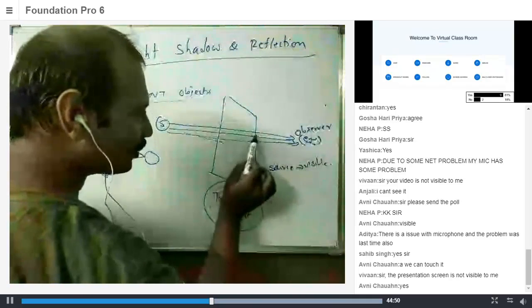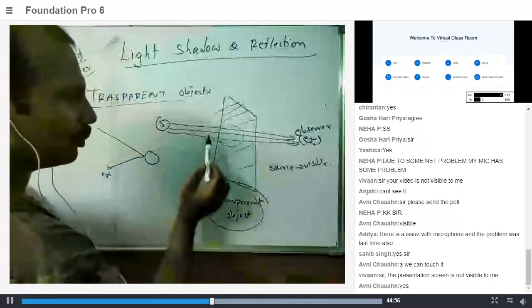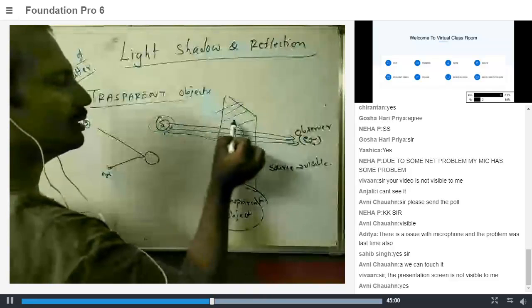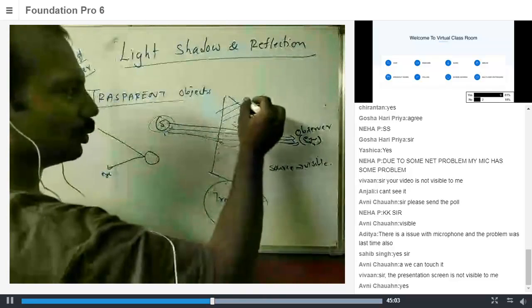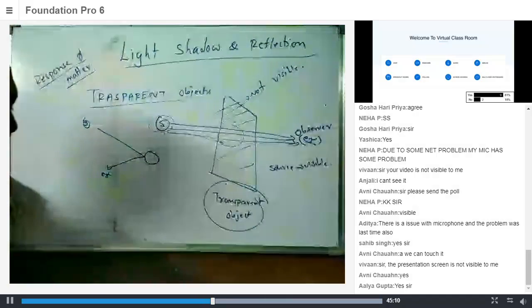Okay, so that means light feels that there is nothing present. Because you are seeing the light from the source, what will you see? You will see the source, but you can't see the transparent object. So if it is a transparent object, it will not be visible. I hope you're able to understand that.